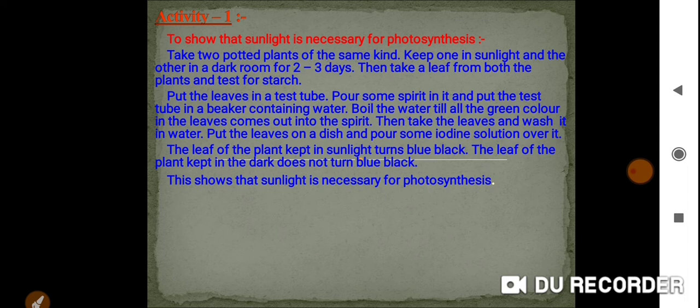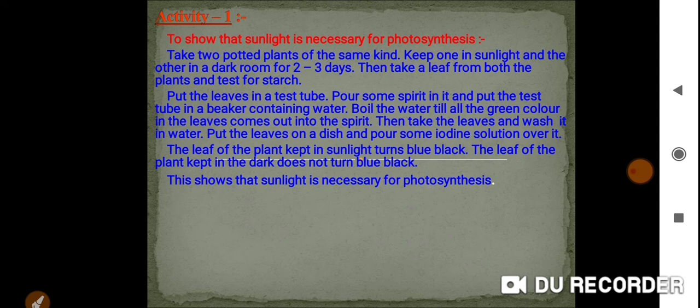You know very well that in the chemistry lab we have many beakers. Take a beaker and keep those test tubes in the beaker containing water. Are you getting my point? Boil the water till the green color in the leaves comes out into the spirit. So the beaker containing water, with the 2 test tubes containing 2 separate leaves, one from the dark room and another from the sunlight, we have to heat it.